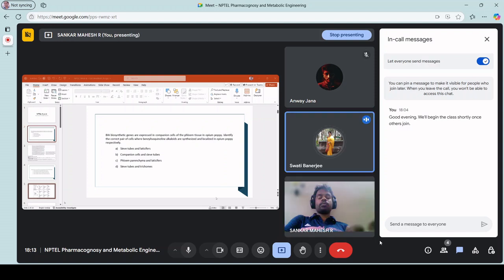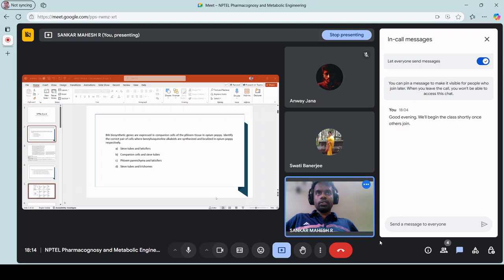I think it is option A or option B. Okay, sieve tubes and laticifers, or companion cells and sieve tubes. So, do you know what these things are? What is a sieve tube? What is a laticifer? What are companion cells? Do you know about them? You can tell us what you know about that. Right now I'm not recollecting exactly how to explain how sieve tube and companion cell differ.